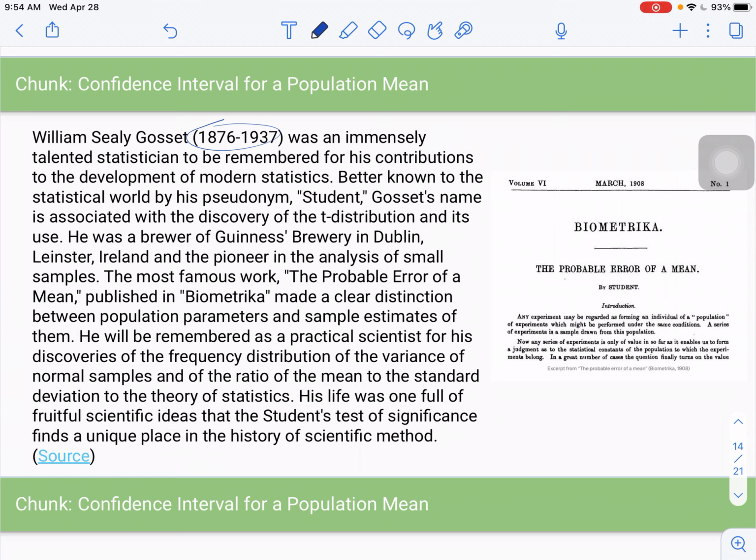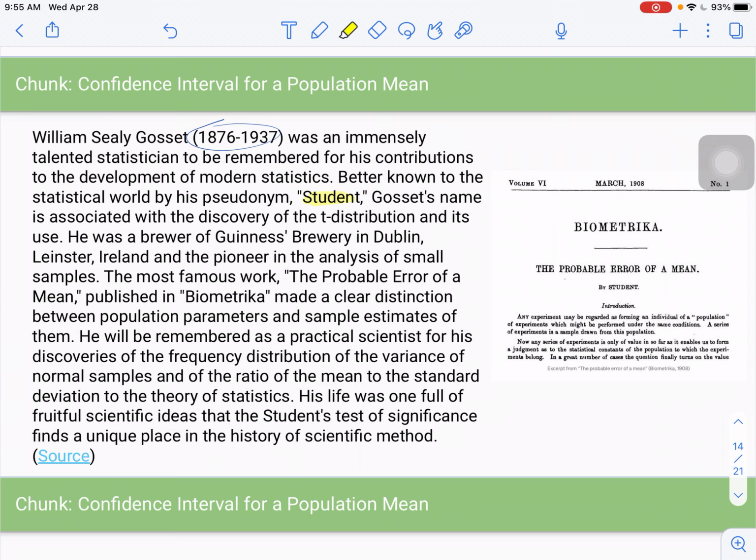He has since passed away, but really not that long ago, if we think about how long all of this stuff has been going on. He was an immensely talented statistician to be remembered for his contributions to the development of modern statistics. Better known to the statistical world by the pseudonym Student. So he didn't publish his work in his own name. He used the pseudonym Student. Gosset's name is associated with the discovery of the t-distribution and its use. He was a brewer at Guinness Brewery in Dublin, which is in Ireland, and the pioneer of the analysis of small samples.